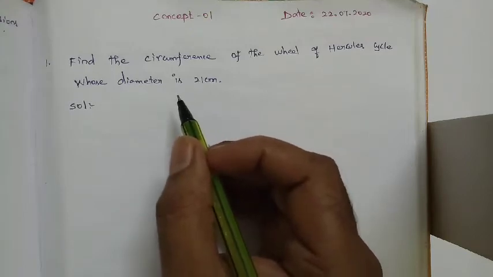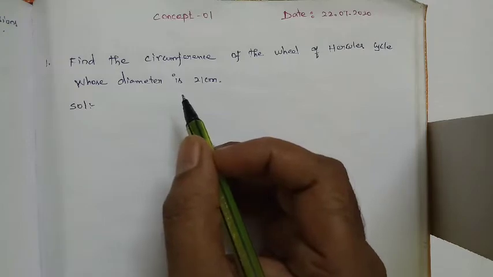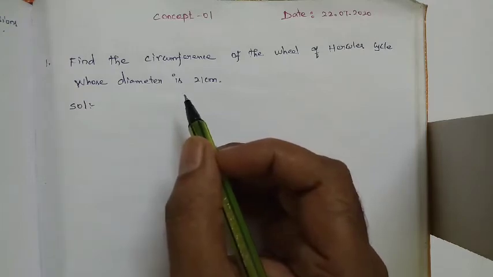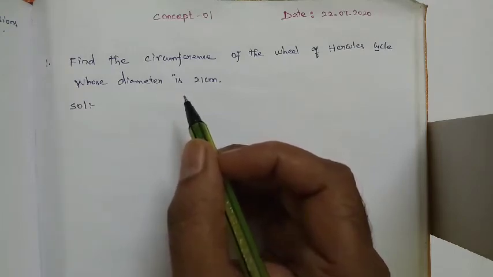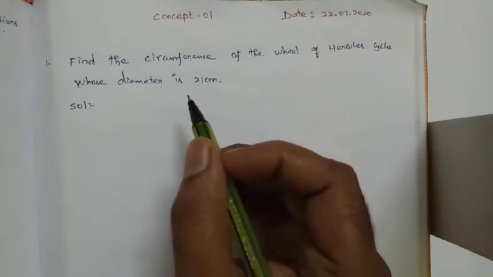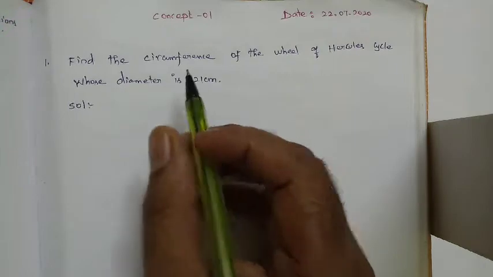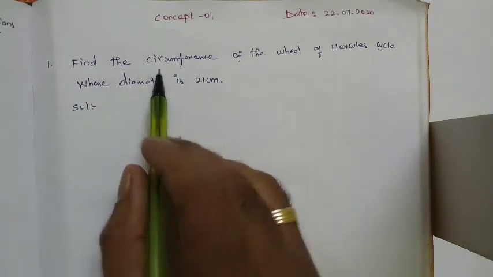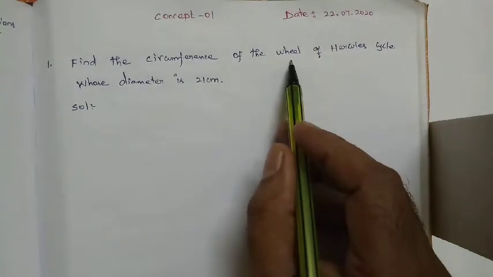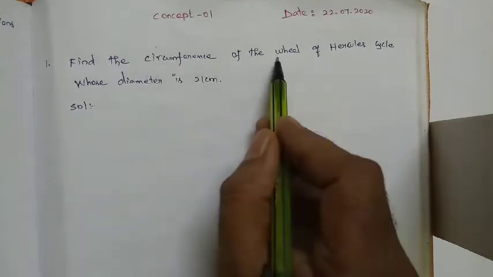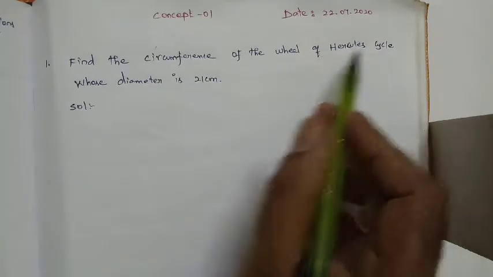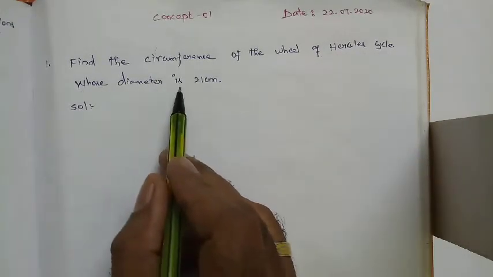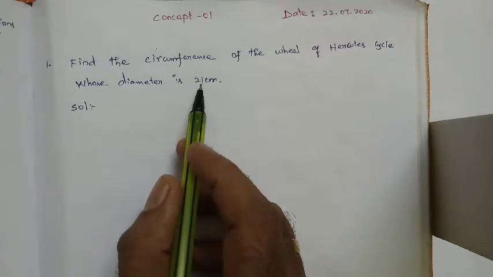Number of rotations in 1 minute is equal to distance moved in 1 minute divided by the circumference of the wheel, right? One by one we will see. First we are going to see question number 1. Find the circumference of the wheel of Hercules cycle whose diameter is 21 centimeter.